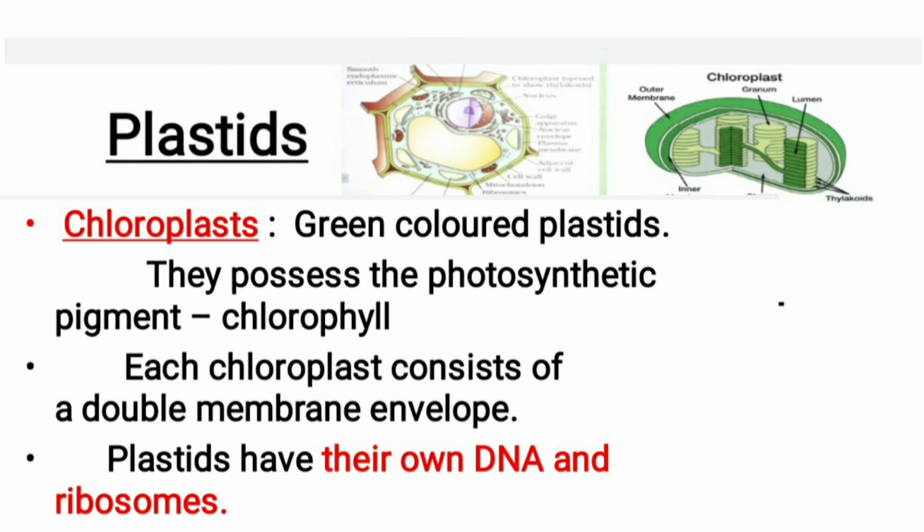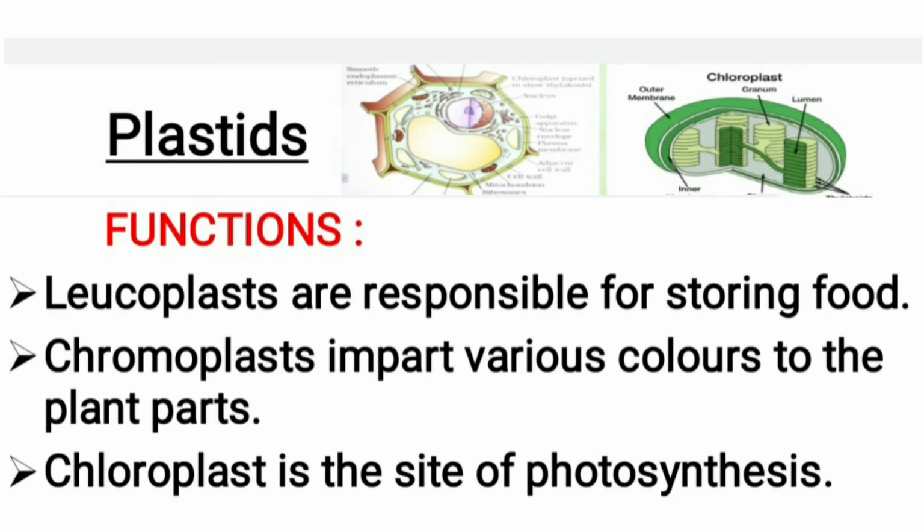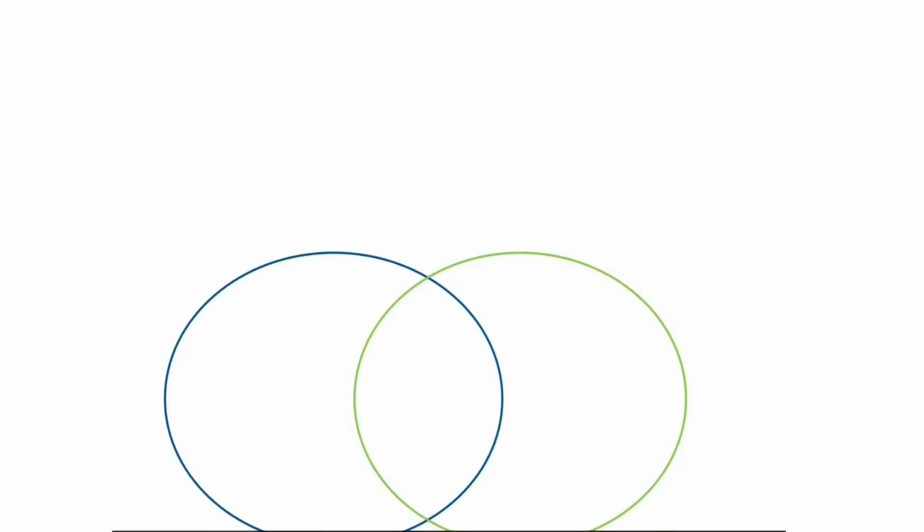Plastids have their own DNA and ribosomes. Functions: leucoplasts are responsible for storing food. Next function, chloroplast imparts various colors to the plant parts. Chloroplast is the site of photosynthesis.